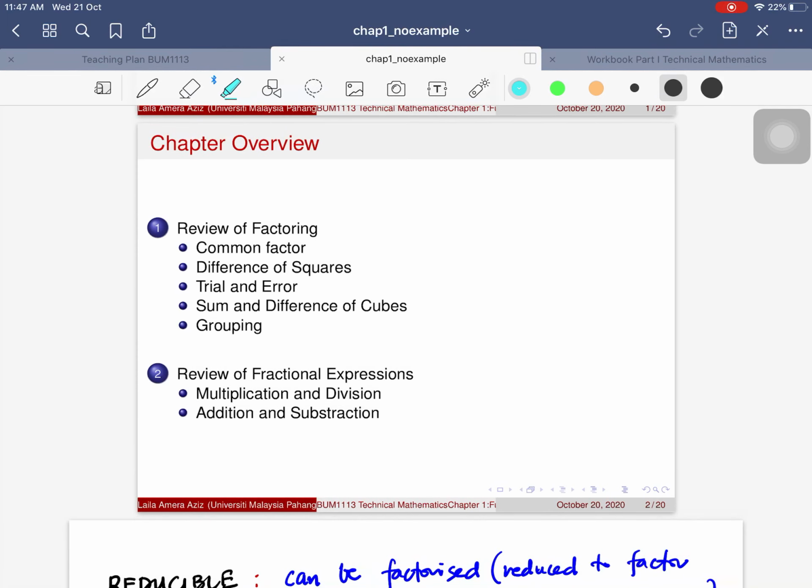So topic number 1 will be on review of factoring. There are 5 ways of factoring: common factor, difference of squares, trial and error, sum and difference of cubes, and also grouping. So we're going to have a look at each of them.